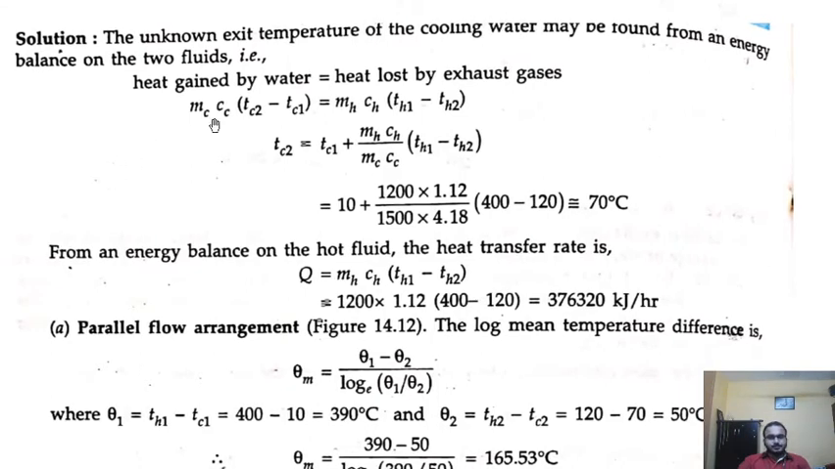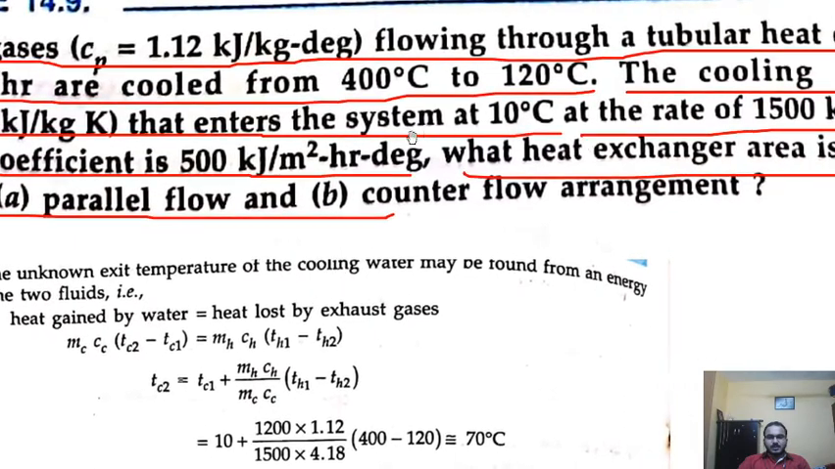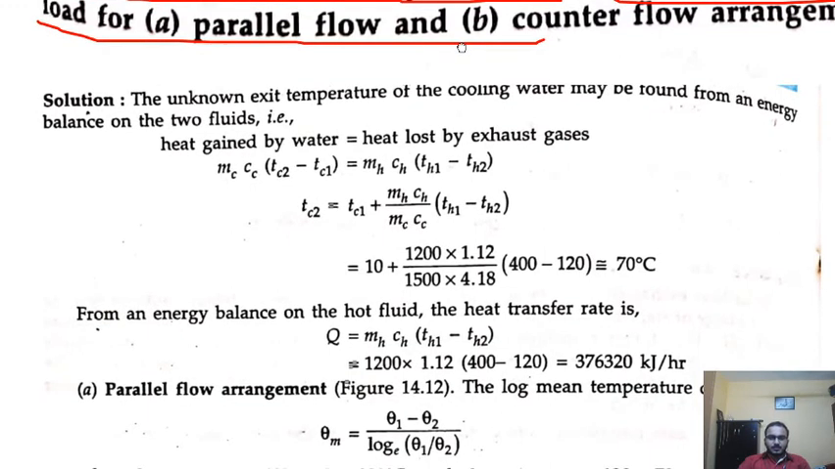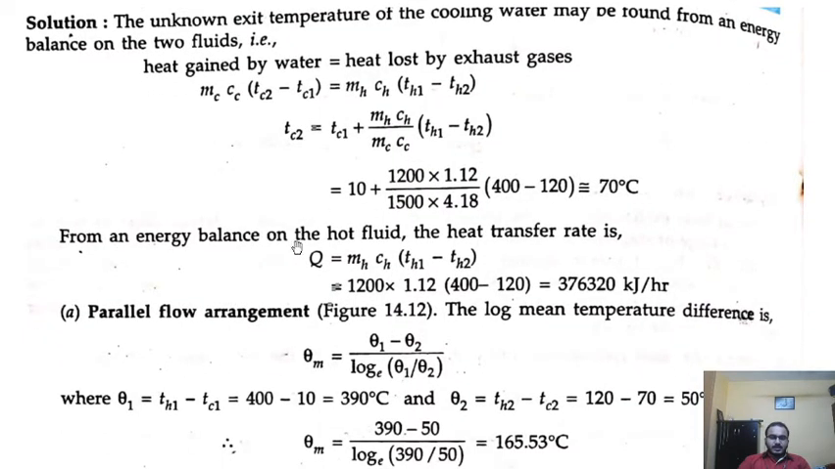So here we don't know the exit temperature of the cooling water, as it is not given in the question. Only the 10 degrees Celsius inlet temperature is available. So the heat gained by the water is given by mc cc (Tc2 minus Tc1), which is equal to the heat lost by the exhaust gases. Based on that, putting in all those values, we can obtain the value of Tc2. Now from the energy balance we can say that the Q value can also be obtained in this way. Now first we will discuss the parallel flow arrangement.